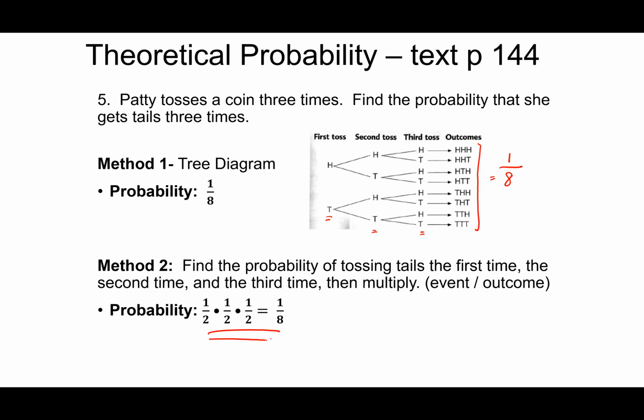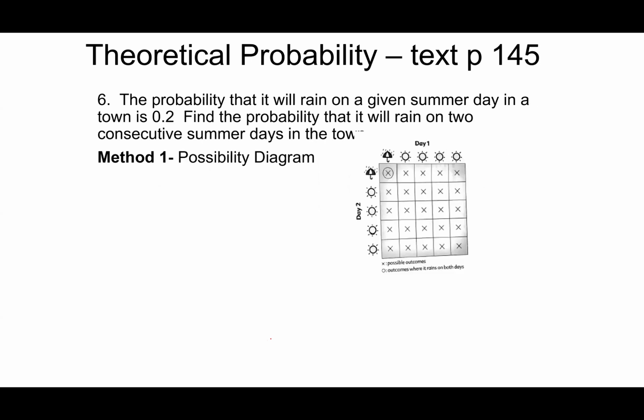Okay, so number 6, the probability that it will rain on a given summer day in town is 0.2. First of all, let's break that down. What does that mean? Charlie, what does that mean? Okay, it's a 20% chance of rain, or 2 out of 10 days it might rain, or 1 out of 5. Find the probability that it will rain on 2 consecutive summer days in town. Let's break this down. Does whether or not it's going to rain the second day depend on the first day? So are these independent events?